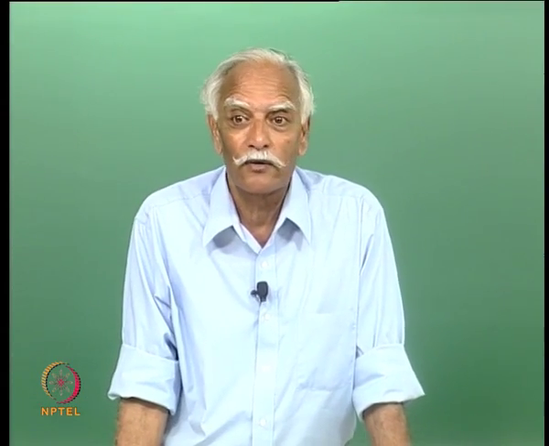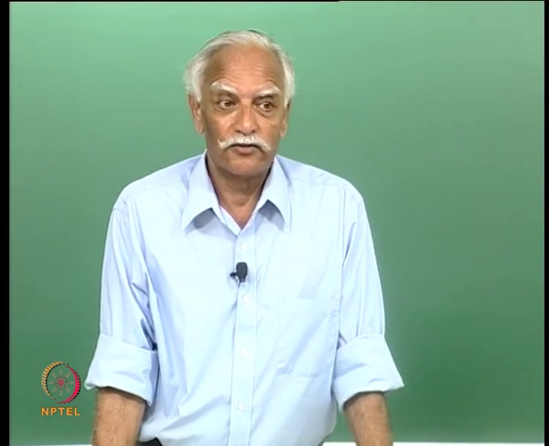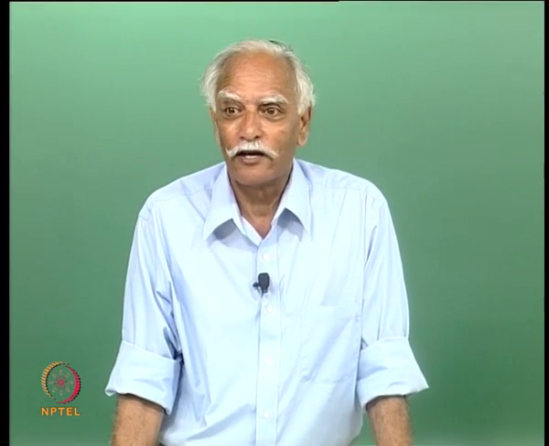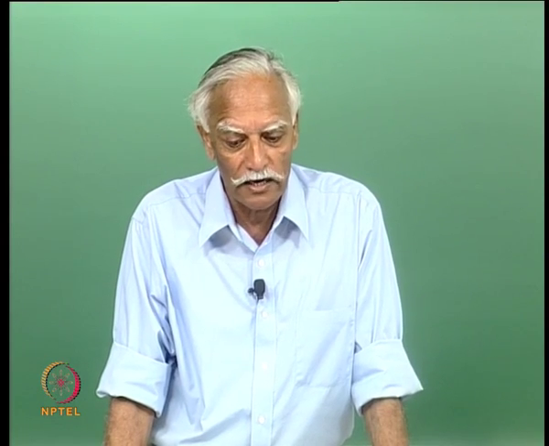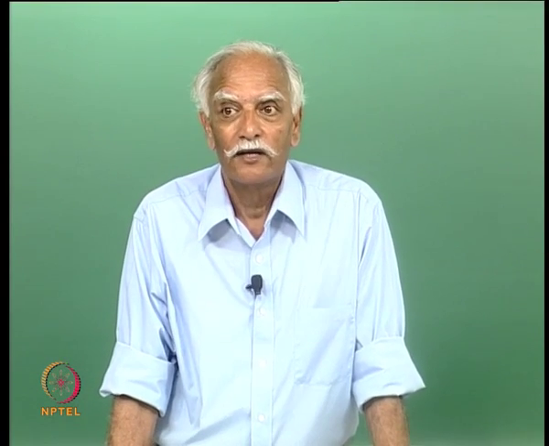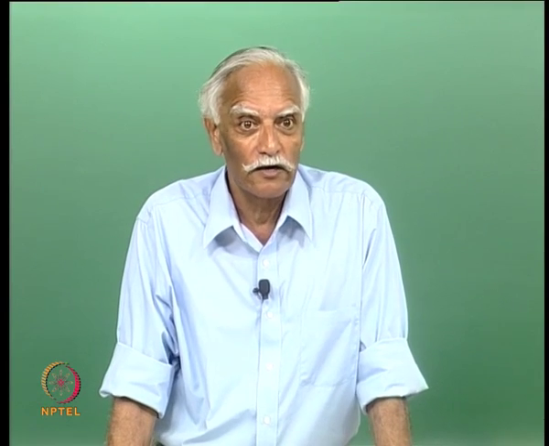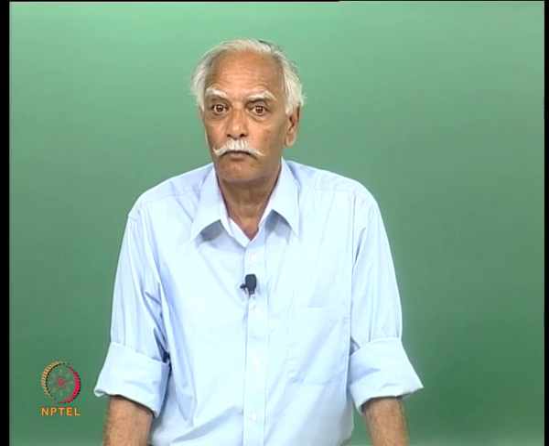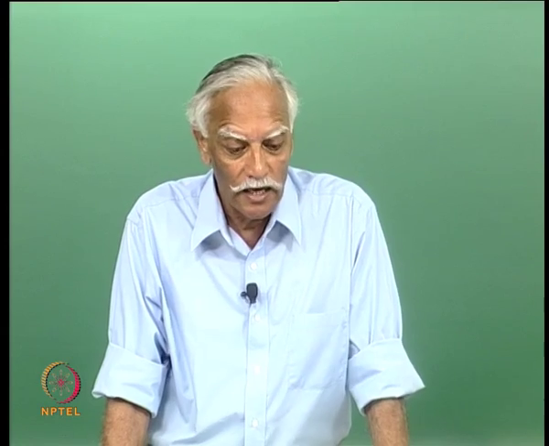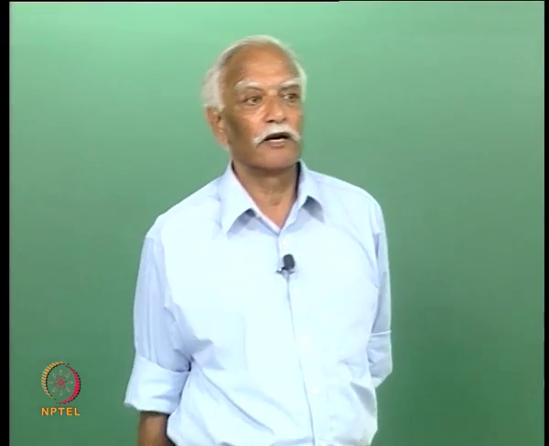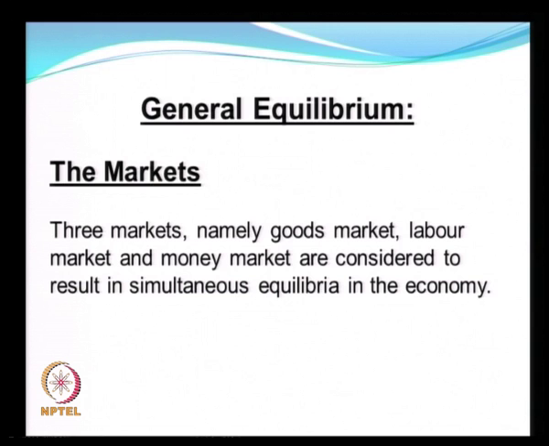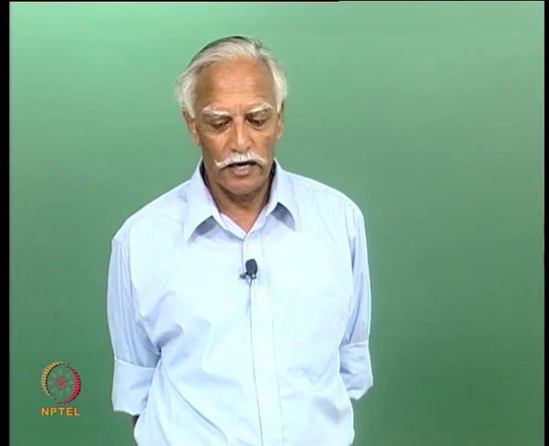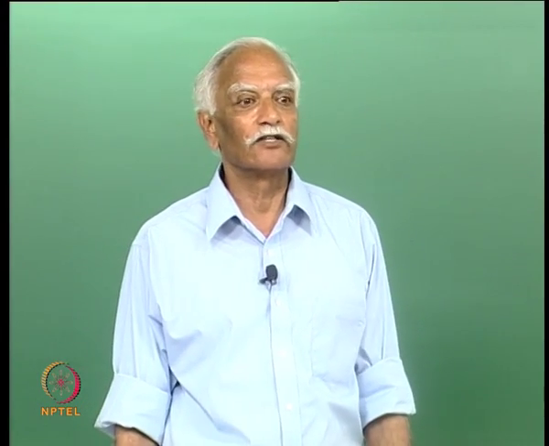What we have to look at now is the fact that there are 3 reasons for market failure. One reason is short run excess demand or supply in the market, mostly excess demand. The second reason is a long run reason involving monopolistic or monopolistic competitive conditions, and the third is a profligate government which spends lots and lots of money. We have now finished dealing with partial equilibrium analysis. So, let us look at the Walrasian type of analysis, which is general equilibrium.